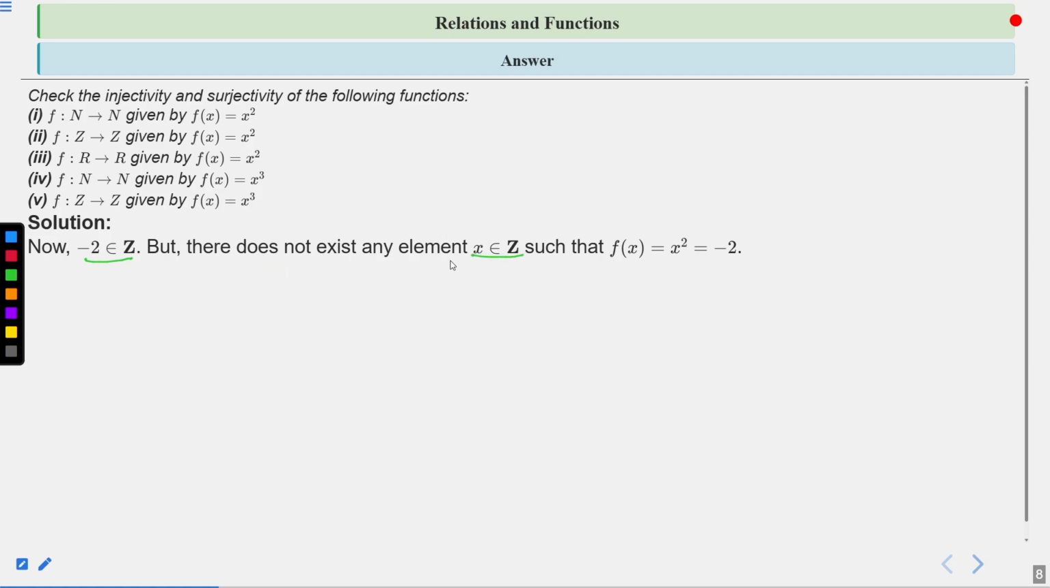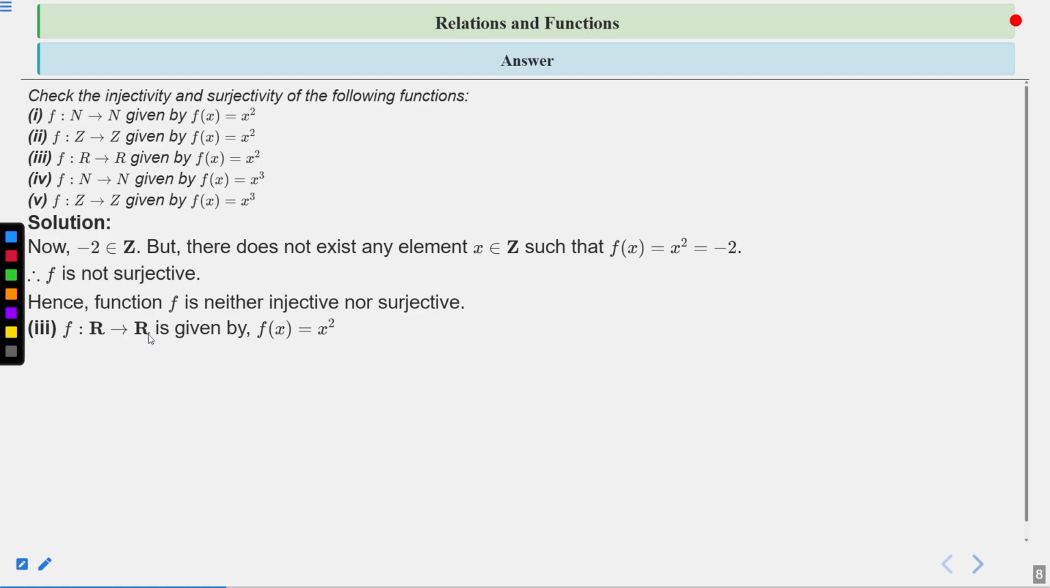For the second part, taking minus 2 from the codomain set, we observe that there does not exist any element from the domain set such that f(x) is equal to minus 2, or x square is equal to minus 2. We know that if you have any real number, then the square of it will be a positive number. We cannot have negative. So no pre-image of minus 2. f is not surjective. Hence function is neither injective nor surjective.